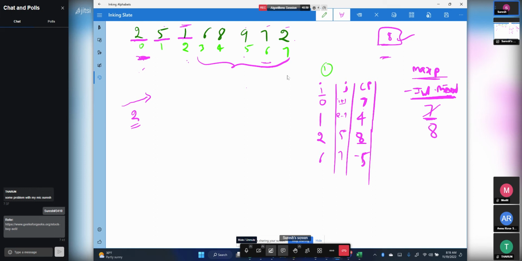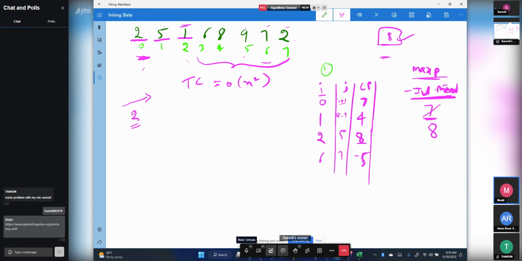Okay. Now this algorithm works, which is good. What is the time complexity and space complexity? What is the time complexity? It will be big O of n square, O of n square.